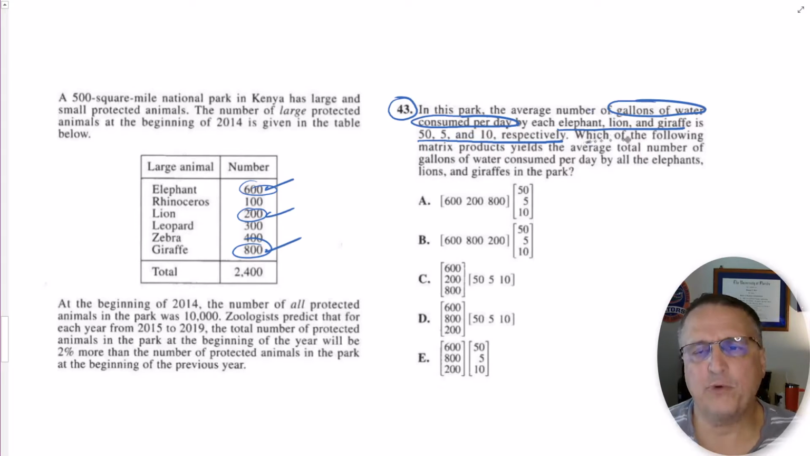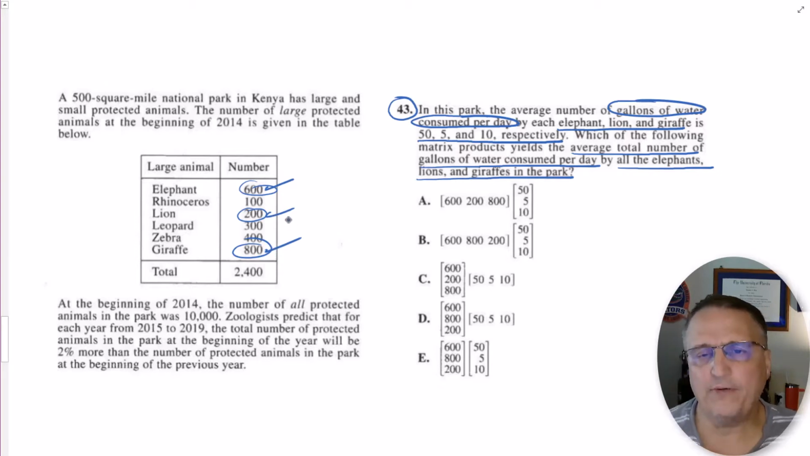The question says, which of the following matrix products would yield the average total number of gallons of water consumed per day by all of the elephants, lions, and giraffes in the park? This means that I would have to calculate how much water the elephants are consuming, the lions, and the giraffes, and add those together. Now, how would I do this?